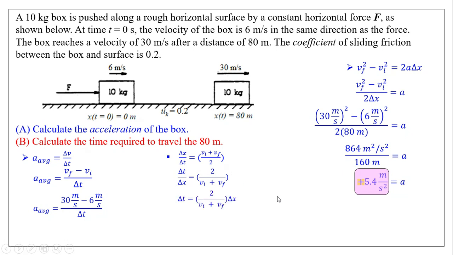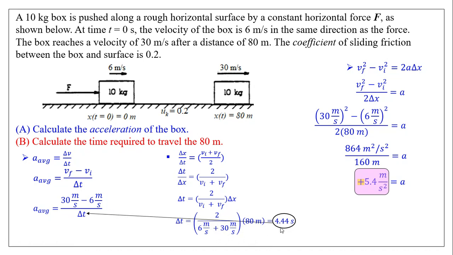So therefore, I have 2 over Vi plus Vf in parentheses times delta x. Well, I know what Vi is, I know what Vf is, I know what delta x is. So therefore, Vi is 6, Vf is 30, delta x is 80. And if you punch that into your calculator, you should get a time value of about 4.4444 seconds. I round off to 2 decimals here, okay? Therefore, you just found what delta t is.